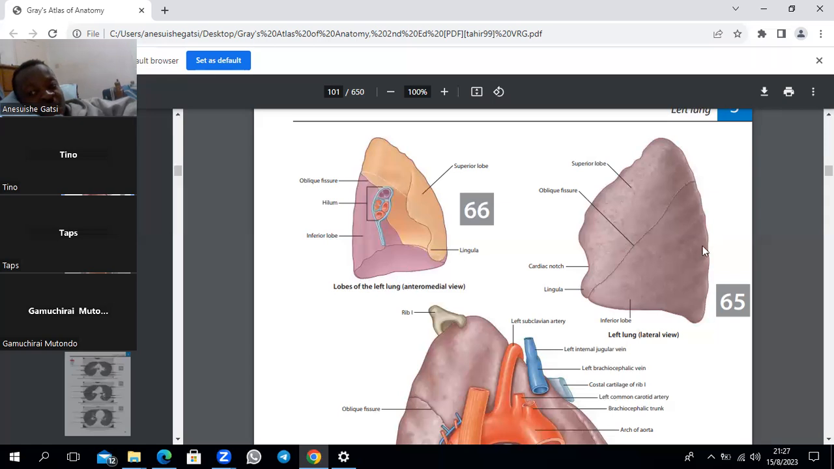Then in terms of surfaces for the lung, this surface here which faces the ribs is the costal surface. The surface on the other side, where the hilum is, is called the mediastinal surface, and the surface on which the lung sits is the diaphragmatic surface. Right.